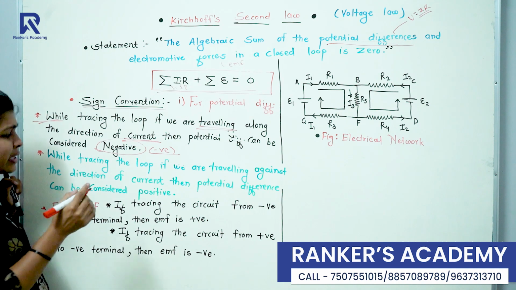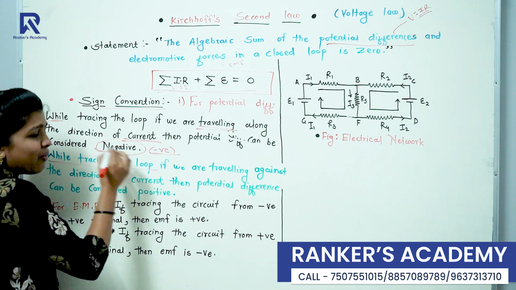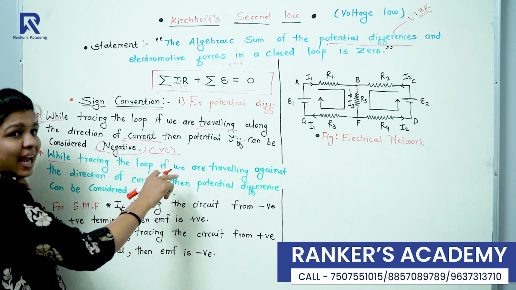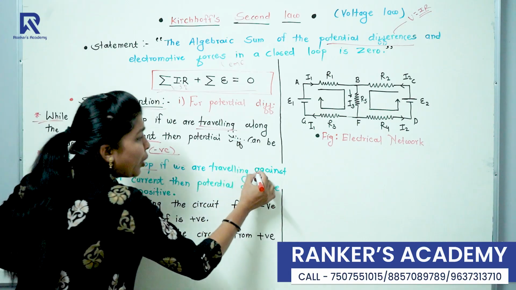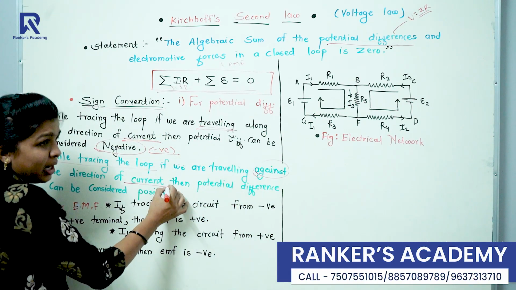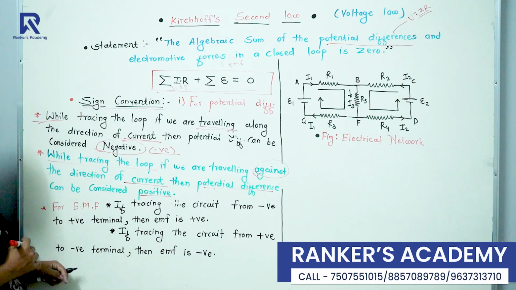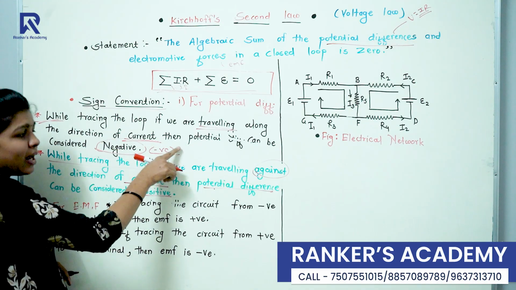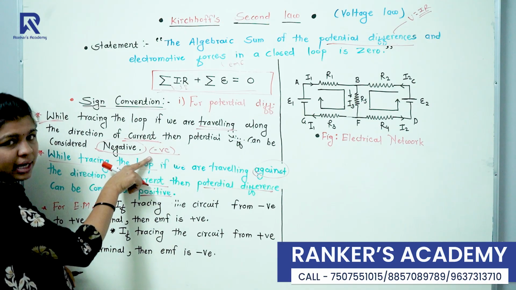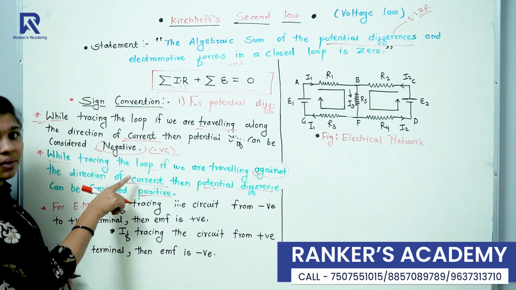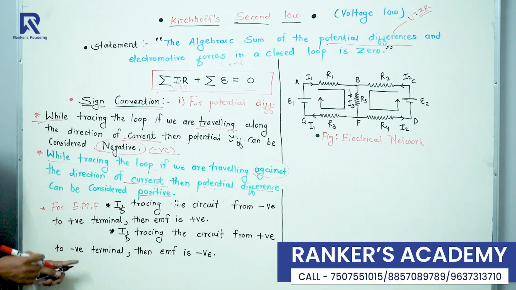And the second rule is exactly opposite. While tracing the loop, if you are traveling against, that is, opposite to the conventional current, then you have to give the potential difference a positive sign. If you are traveling in the same direction, consider negative. If you are traveling in the opposite direction, consider positive.